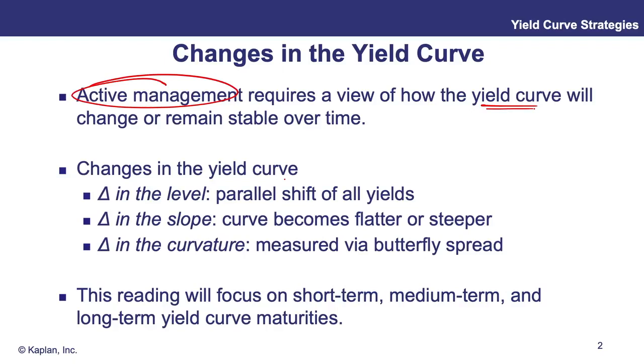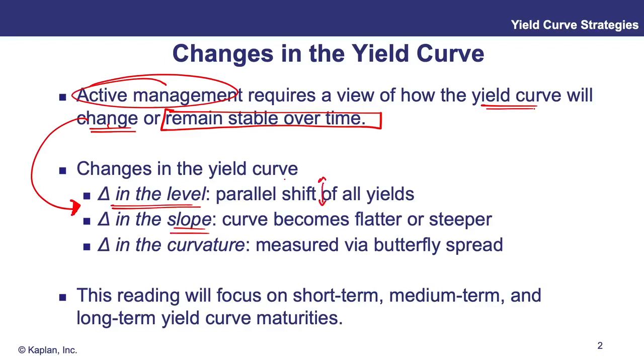Notice that we could expect the yield curve to change over the investment horizon. In this particular module, we're just going to think about what we can do to outperform if we expect the yield curve to remain stable over time. That's what we're going to do in module 1. Later modules, we're going to think about what we should do if we expect a change in level of the yield curve, that's a parallel shift up and down, or a change in slope, becoming flatter or steeper, or a change in curvature, measured via the butterfly spread, as we've seen before.